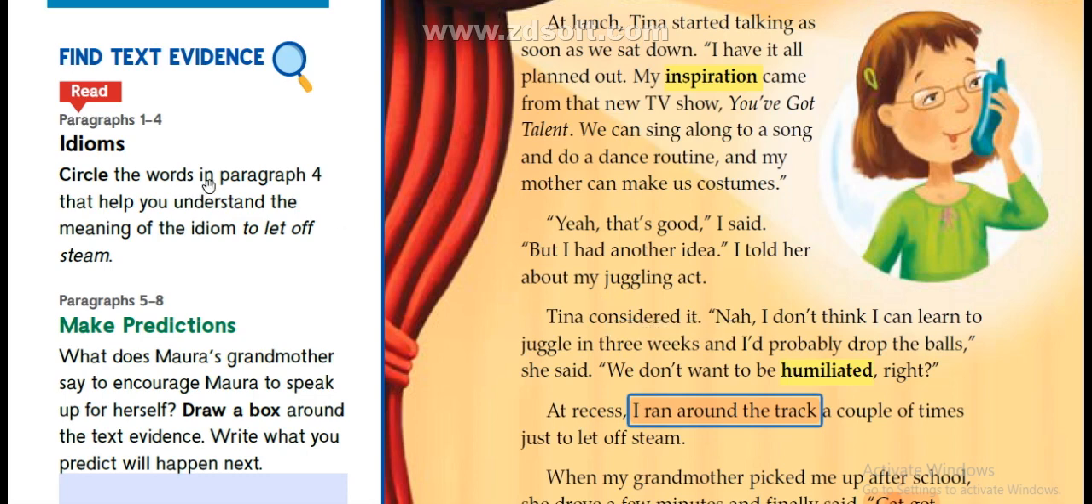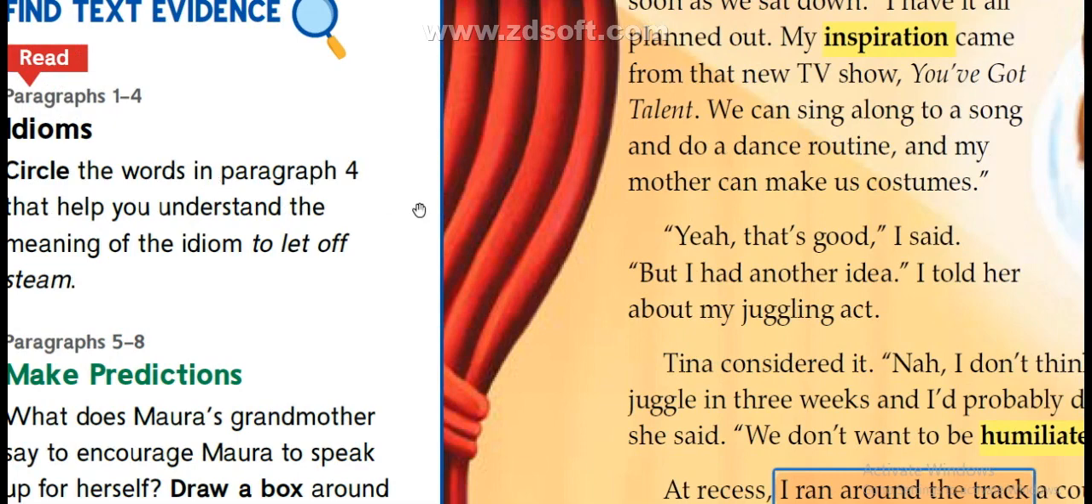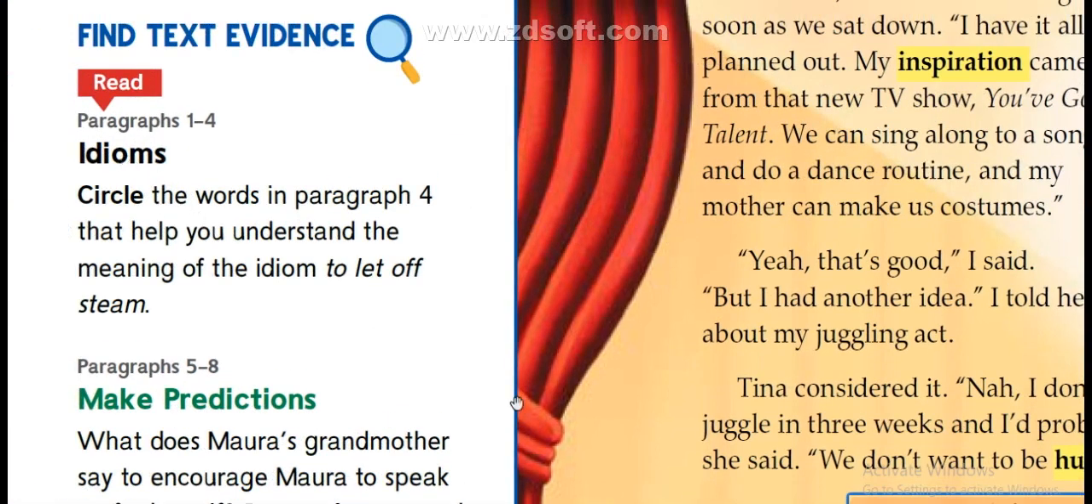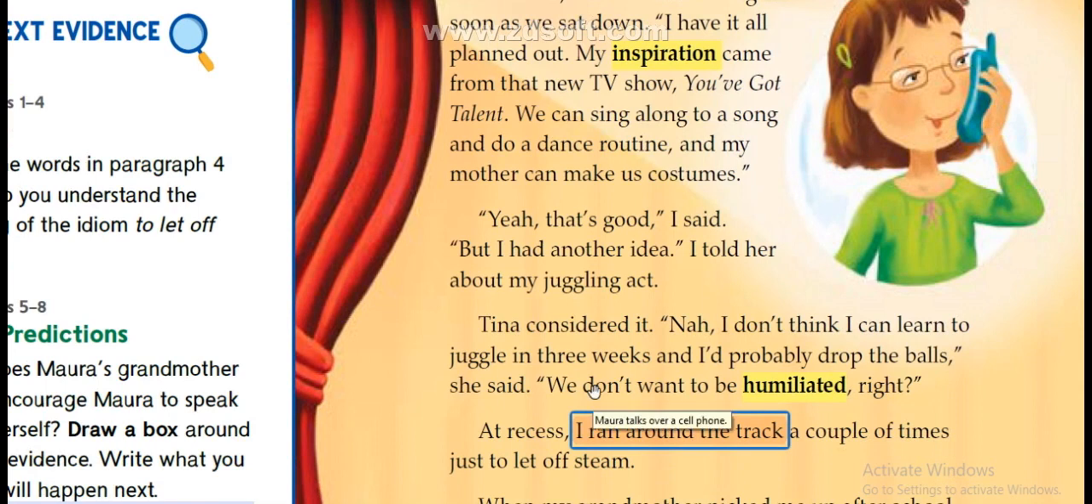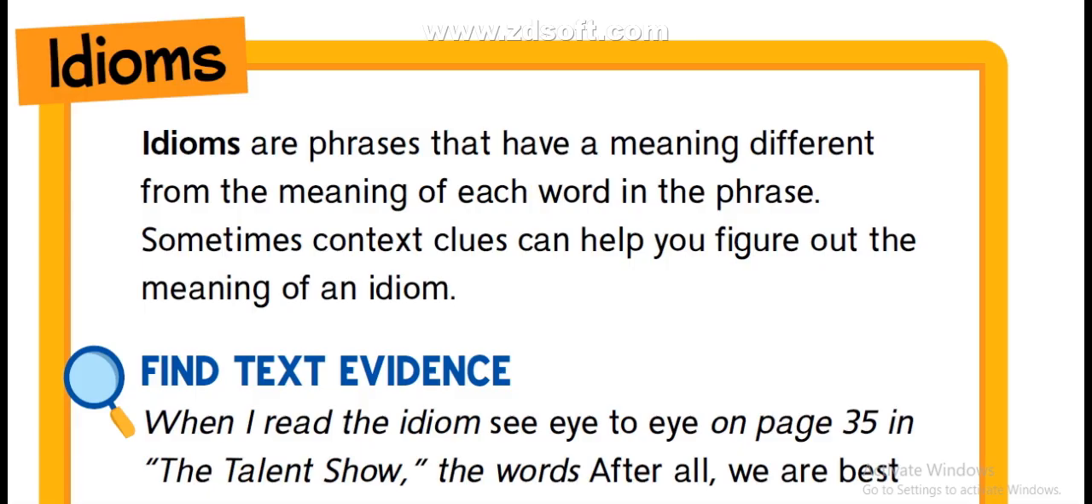Okay. Before I finish up, I'm going to explain the word idiom because while we were reading, we read two idioms on this page, and we read another idiom on the previous page. What do you mean by idiom? I told you the meaning of idiom quickly in the class. On page 38, they explain the meaning of idioms.